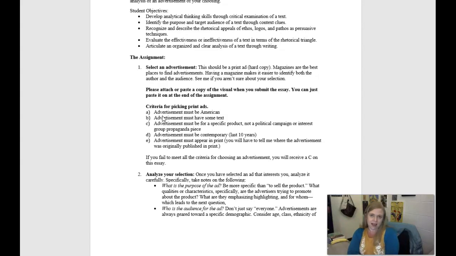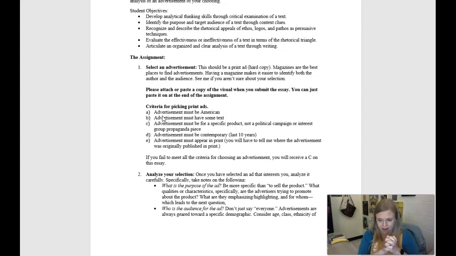The ad has to have some text, and that'll help you analyze probably logos more than anything, but maybe a little bit of ethos. And so that's why I say you need a little bit of text. It must be for a specific product. Please, no political ads. I know right now we want to, but no, let's just do a product. Okay? It needs to be contemporary. I say in the last 10 years, but honestly, I don't see why you couldn't have a 2020 ad. Maybe a last year ad could be okay. And then the advertisement must appear in print, and I say in a magazine.